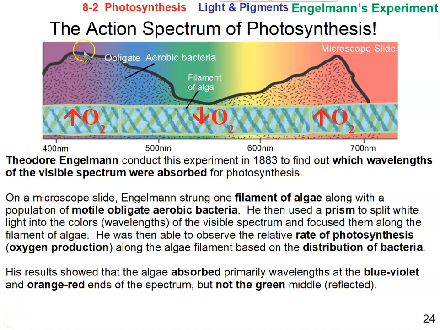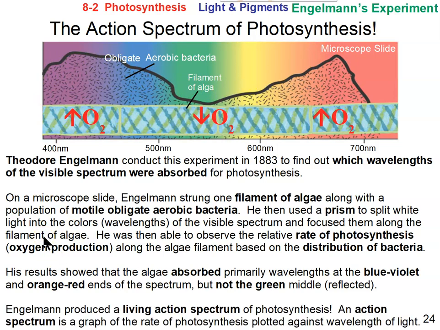So basically what Engelmann demonstrated and what Engelmann produced was what we would refer to as a living action spectrum. Notice that, oops, I just messed up. The action spectrum of photosynthesis, right? This is an action spectrum. It represents an action spectrum anyway. What an action spectrum really is, is a graph.